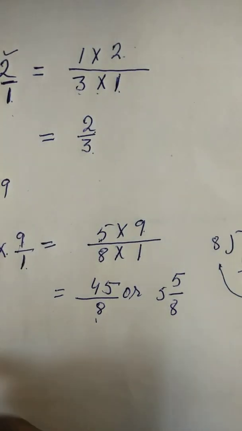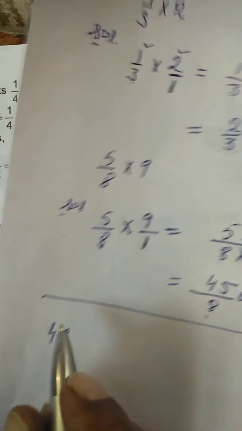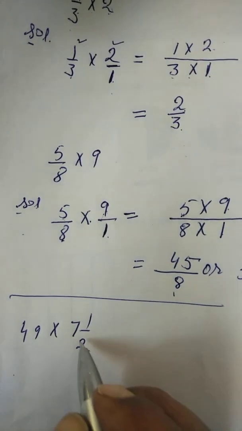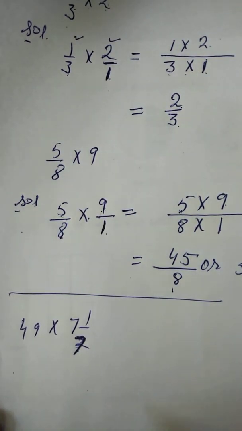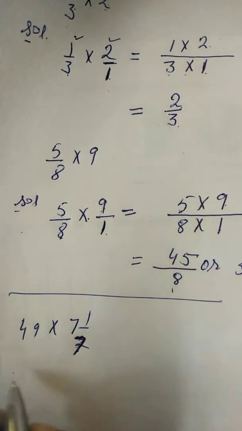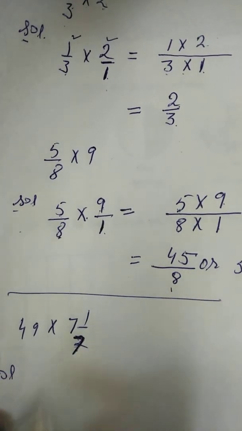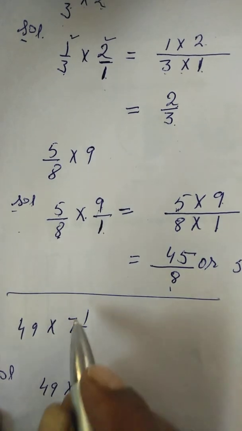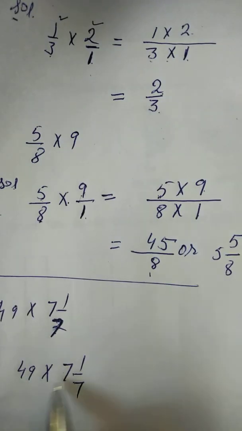Now let us suppose I have another question: 49 multiplied by 7 whole 1 by 7, that is, 7 whole 1 by 7. If there is such a type of question, how can you solve that one? It is 49 multiplied by 7 whole 1 by 7, right? It is the question.